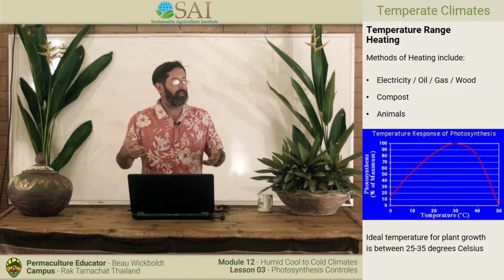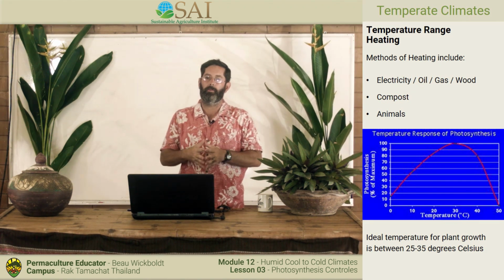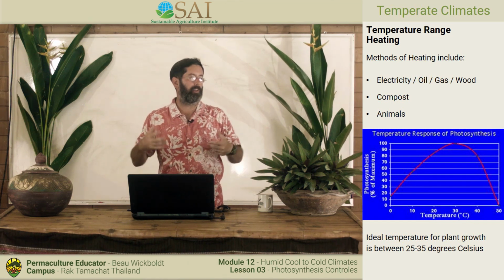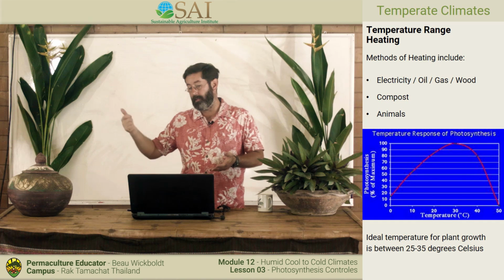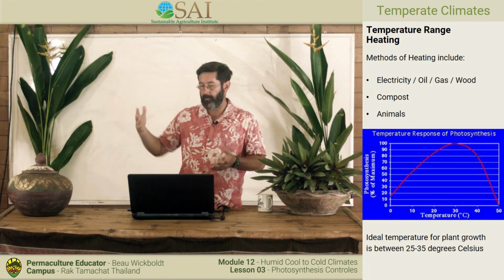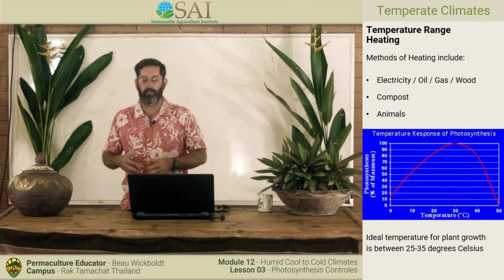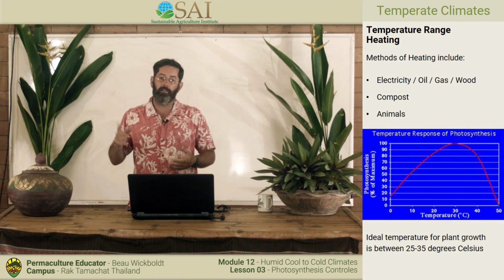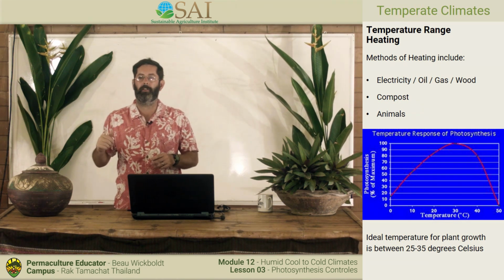If we look at heating, we have an issue that even though our polytunnel is warm in the daytime, at night it can get too cold, right? Our glass house is too cold. So how can we heat our glass house? Methods of heating could include using electricity, oil, gas, or wood. Permaculturists can use, for instance, wood, but we tend to not look towards those other means. You could use compost or animals again. And the ideal temperature for plant growth through photosynthesis is 25 to 35 degrees Celsius.